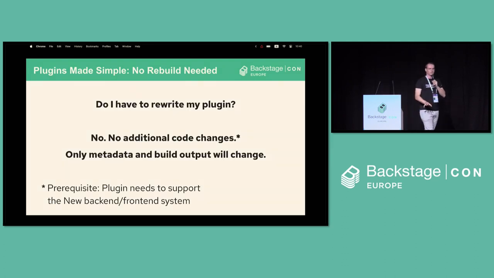So what do I need to do to support this on the plugin side? We don't want to impose new changes on you if you're developing plugins. We don't want you to rewrite a plugin from scratch again. There have been mandatory changes for the new front-end backend system, so we leverage those. And all the changes needed to support the dynamic plugin mechanisms are just metadata, just configuration on the plugin side, and using additional tooling to build those assets that are directly consumable by the core instance. So the only prerequisite is that you support the new front-end and new backend system.